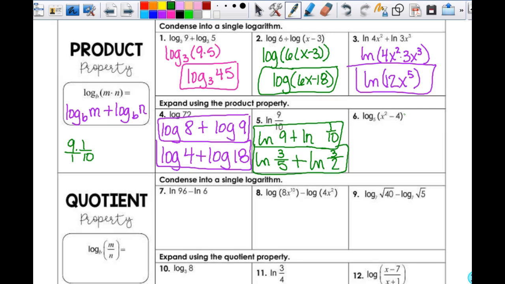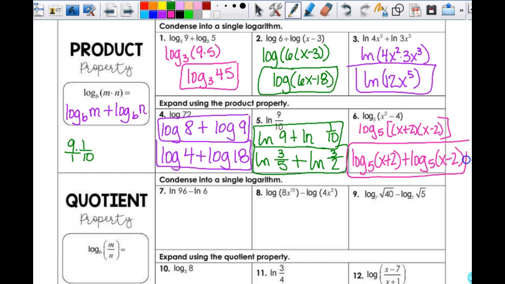So can I factor this? Yeah, is that a pretty easy one to factor? Yes. So when I factor this one, this just becomes log base 5 of x plus 2 times x minus 2, right? So now these two things are being multiplied. So I'm going to get log base 5 of x plus 2 plus log base 5 of x minus 2. That's the best I can do. Don't really have any options there.